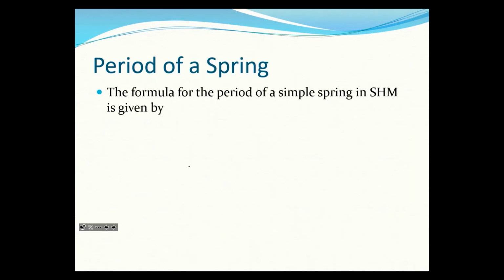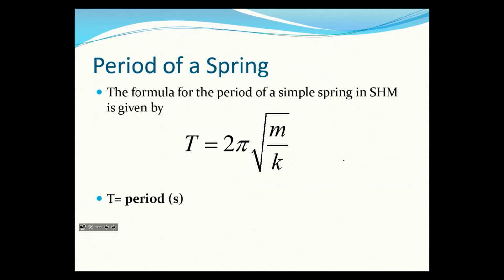So if we look at the formula, we said that mass had a direct relationship, spring constant had an inverse relationship, and look at that, it's true. It's got one of those square root relationships as well, but mass and period are direct square root, and then period and spring constant are inverse square root. Okay, so T is our period, M is our mass, and K is our spring constant.